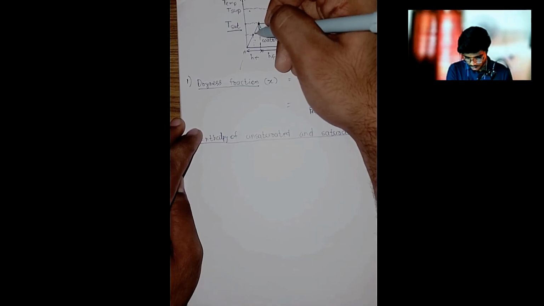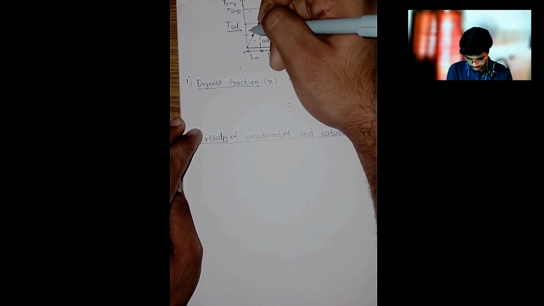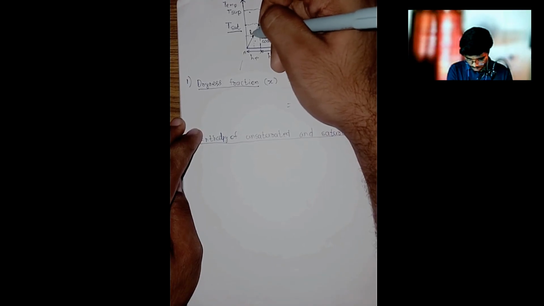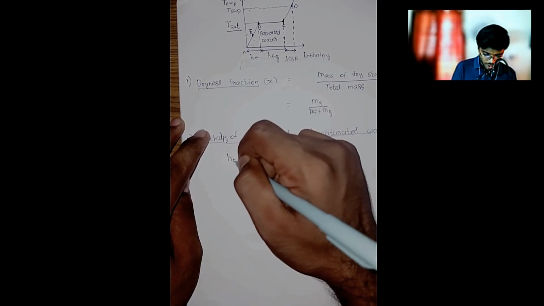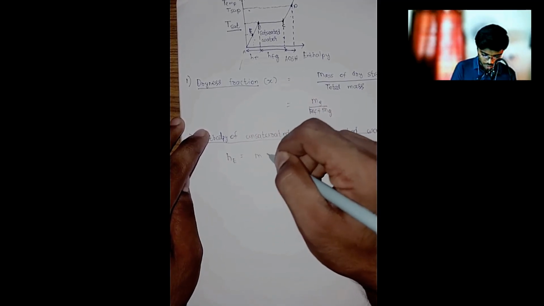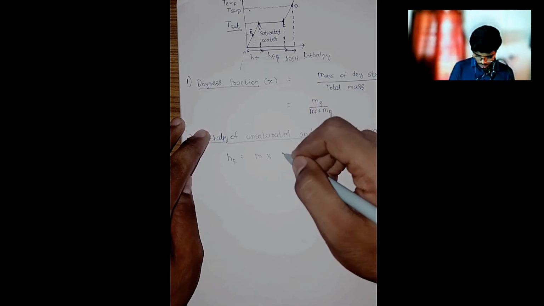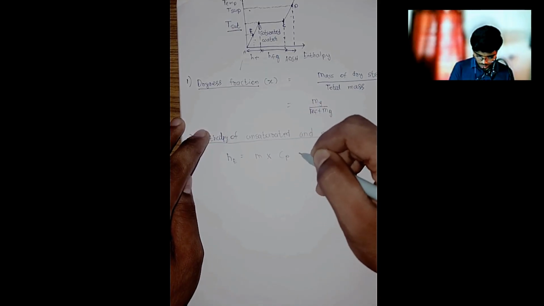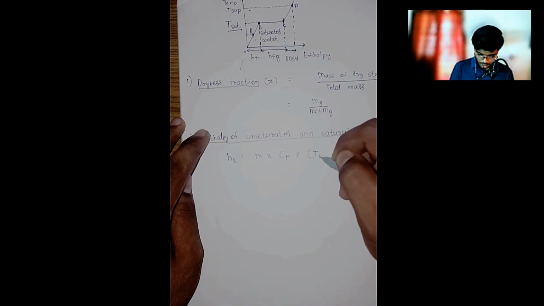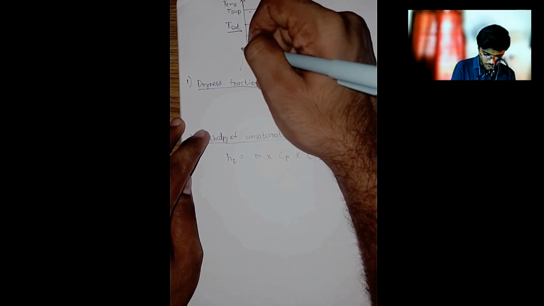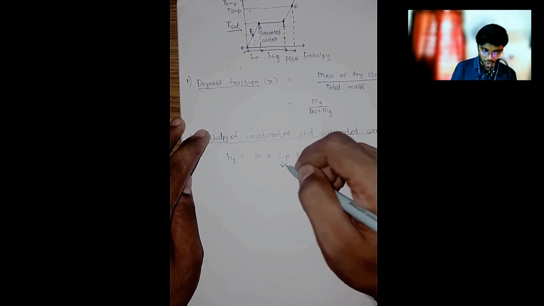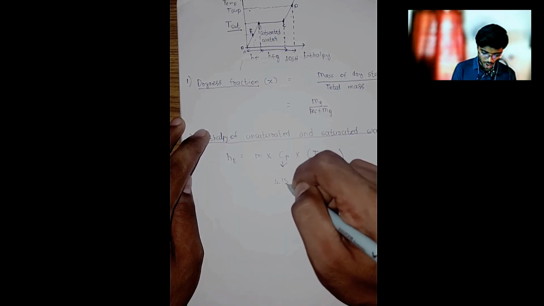Let us take this point to be E. Now to calculate the enthalpy at point E, we should multiply mass into specific heat of water into temperature at point E minus 0. That is because the temperature at point A is 0 Kelvin. Specific heat of water here is 4.187.